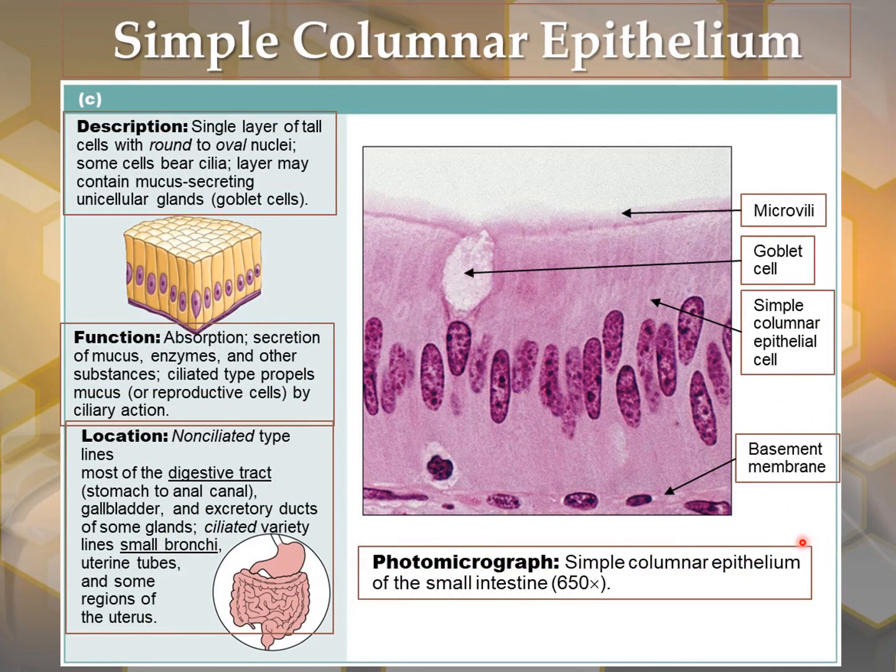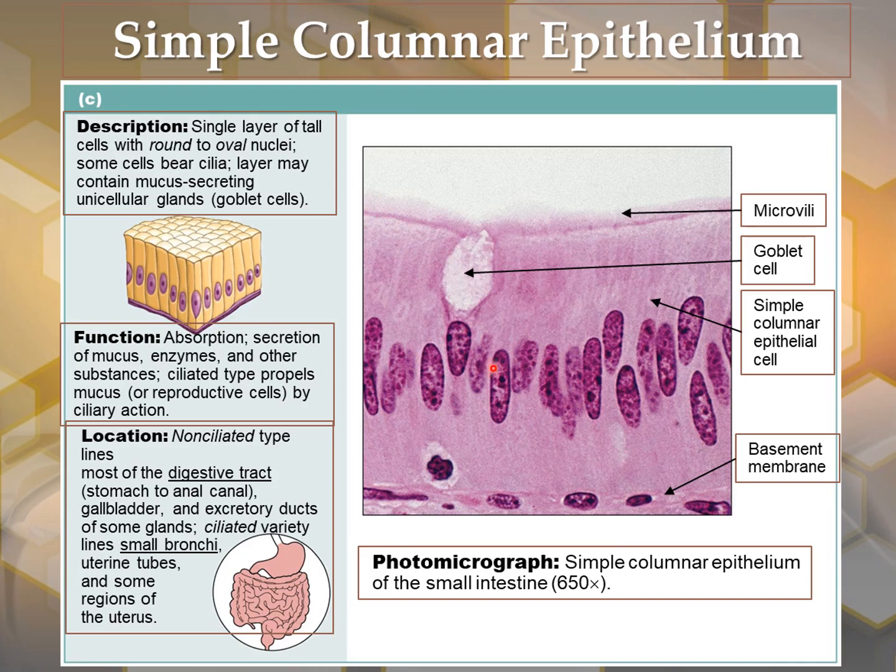Now here's our simple columnar. So again, it's one layer of cells, but these guys are much taller than they are wide. Okay, so they look more like columns. And they can have cilia or microvilli on top. That kind of looks like this little hairy brush border on the top. So it just depends on where that epithelial tissue is in the body.